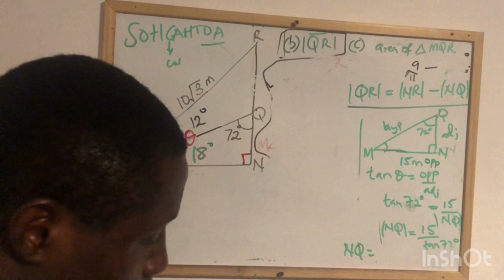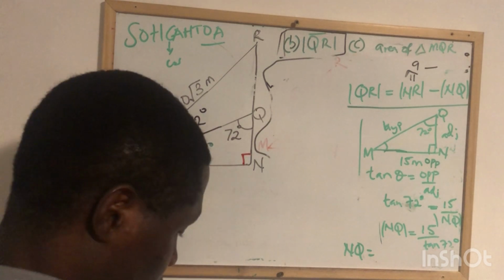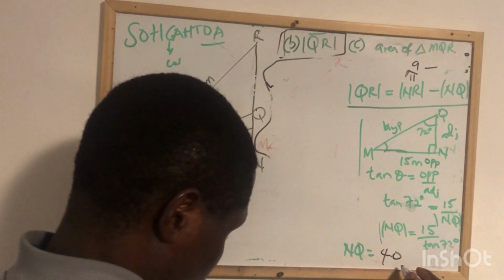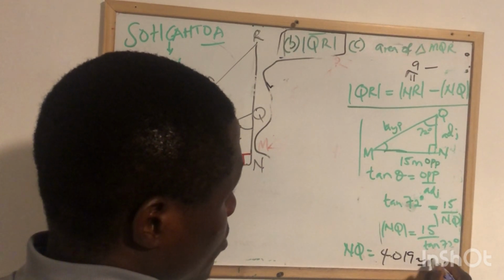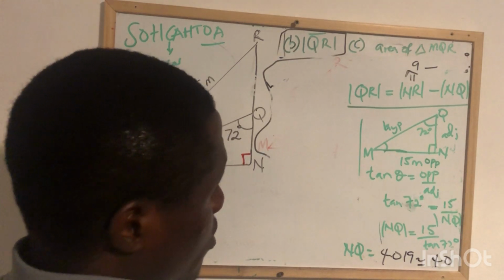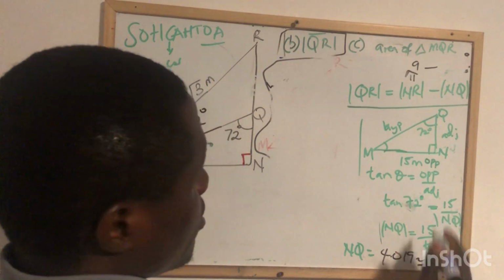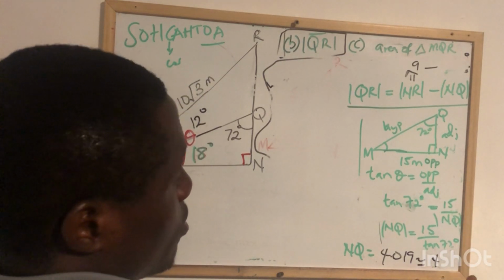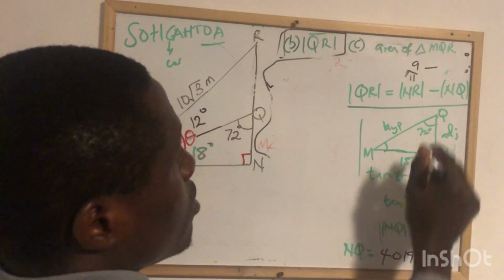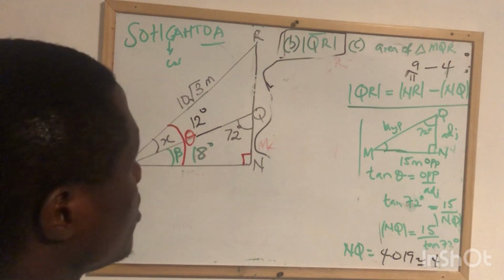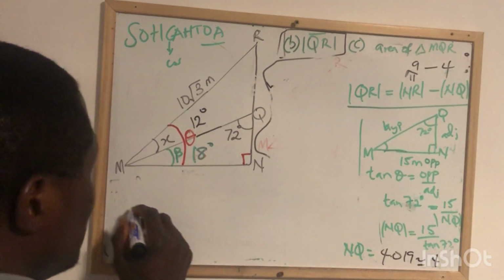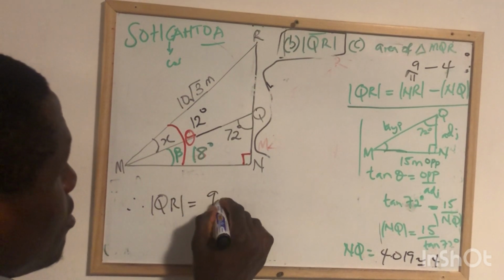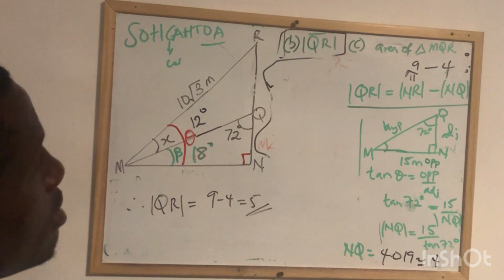Let's put it in decimal points. That is 4.019. Approximately, to the nearest whole number, it is 4. So definitely your QR is 9 minus 4. Therefore QR is equal to 9 minus 4, which is 5. As simple as that.